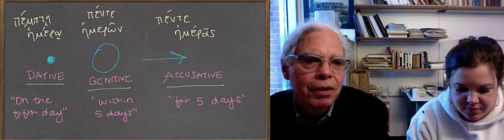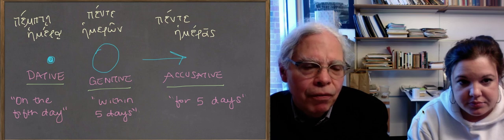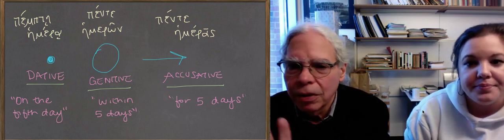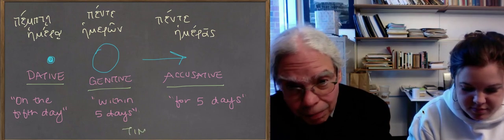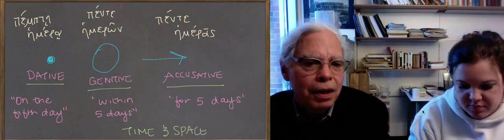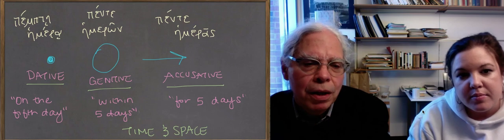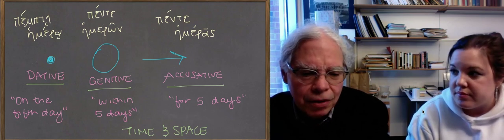Pempte hemera, the dative of time, on the fifth day. Penta hemeron, within 5 days. Penta hemeras, for 5 days. So it's all embedded in the case system. And the key thing is, a little light bulb goes off in your head. Oh, time words, okay? But it can be space as well. So just like we have on the fifth day, it could be a way of measuring distance in ancient Greek.